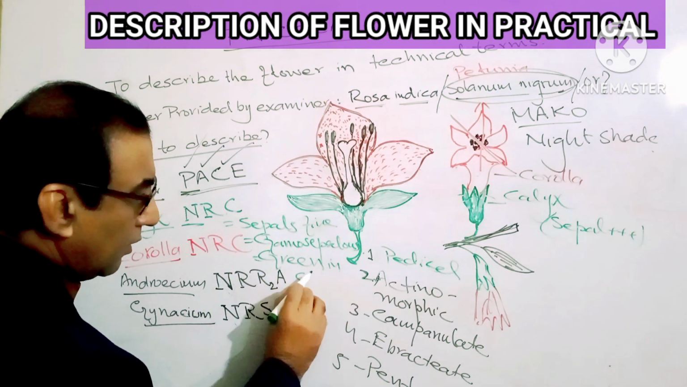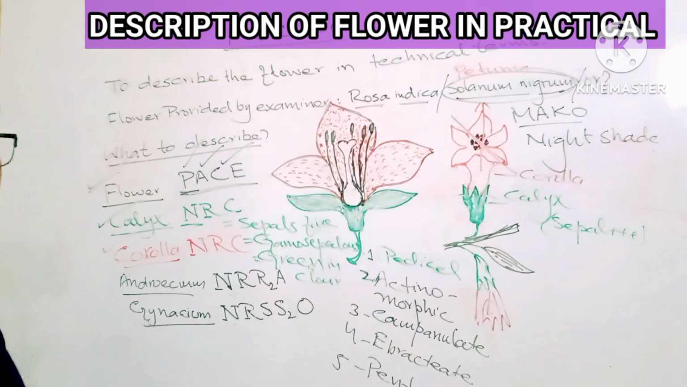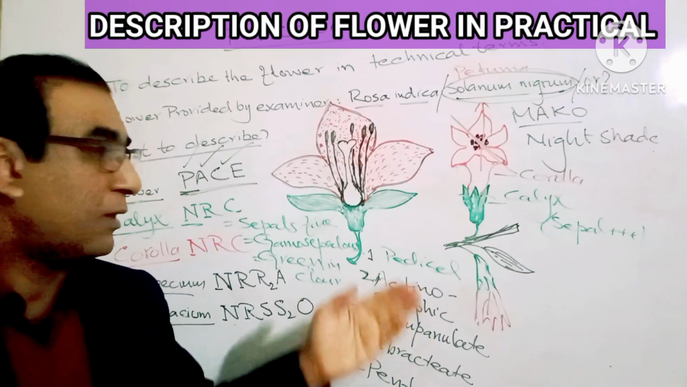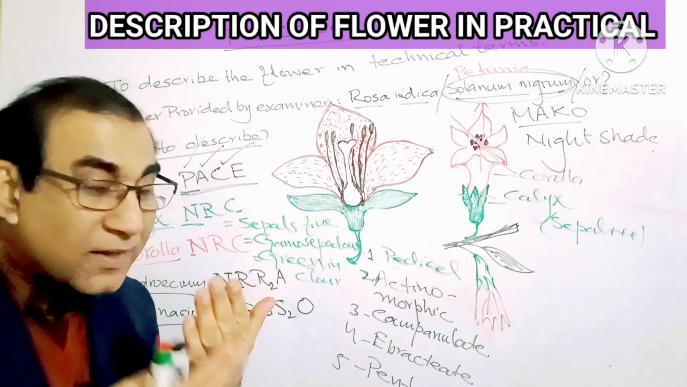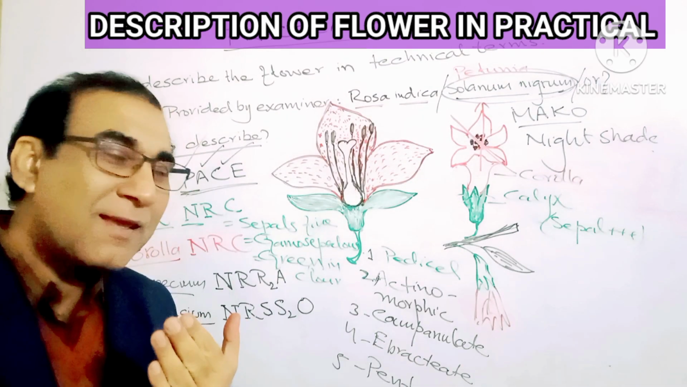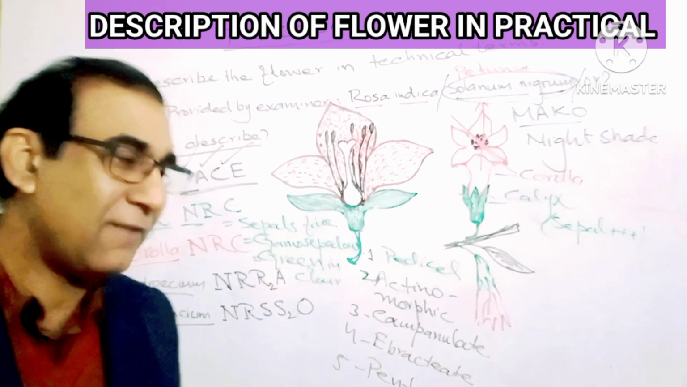Green in color, and nothing more is required. Either they are hairy or not. If you want to write, you just touch the back side of the sepals, and you will see that they are hairy. If they are hairy, you write it. If you don't, that is enough.